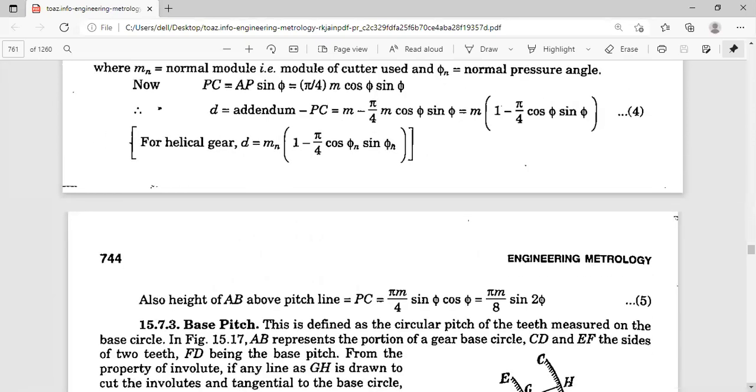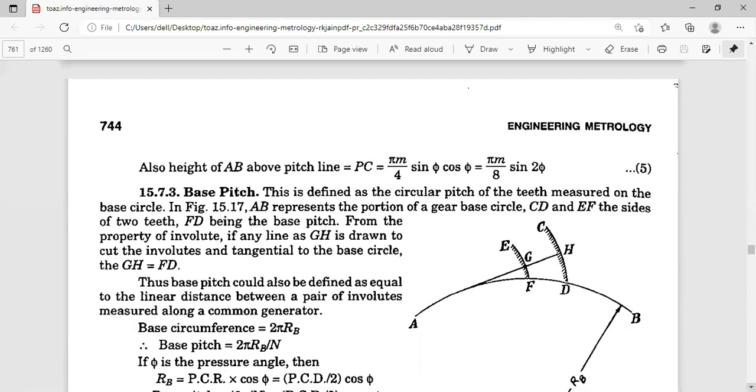And the height BC is equal to pi by 4 m. Just try to see this particular equation: pi m by 4 into sin phi cos phi. In order to simplify this particular term, you multiply and divide by 2 here. So what you will have is pi m by 8, and 2 sin phi cos phi is sin 2 phi. So this is one of the equations. Just try to keep it like that.